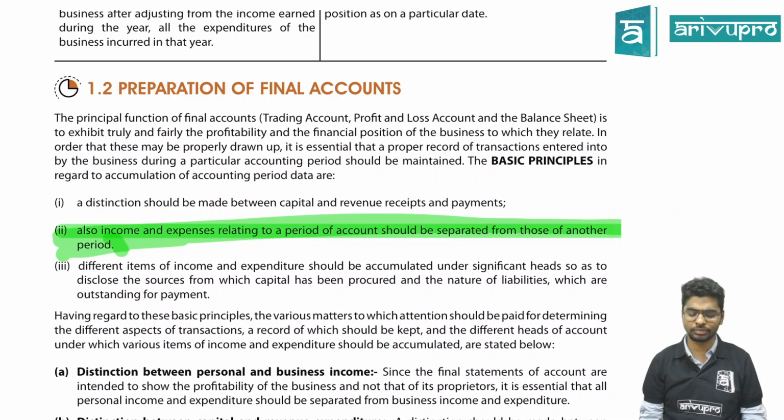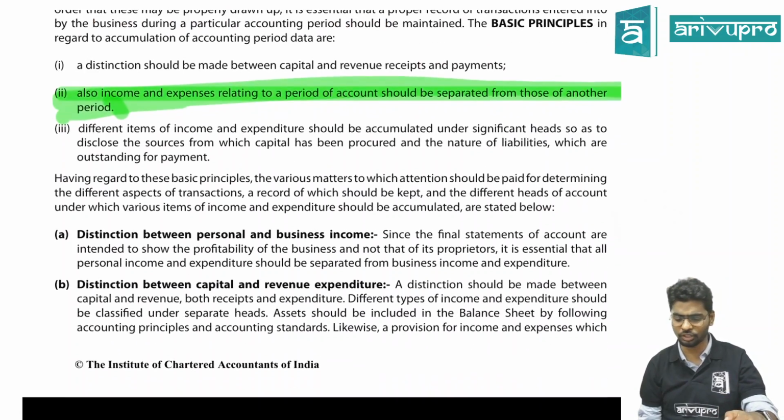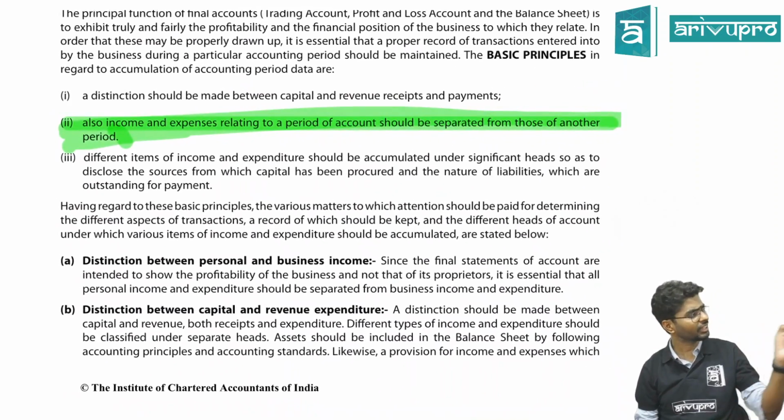Last one, just a theoretical one. Different items of income and expenditure should be accumulated under different heads. We'll try looking into it a little later, not very important. Have we covered this already?